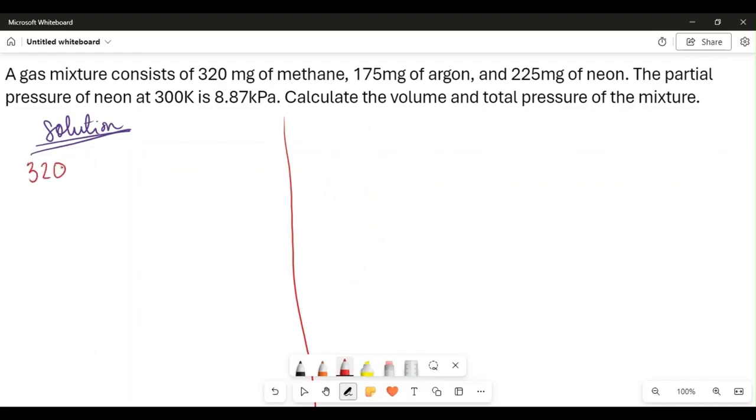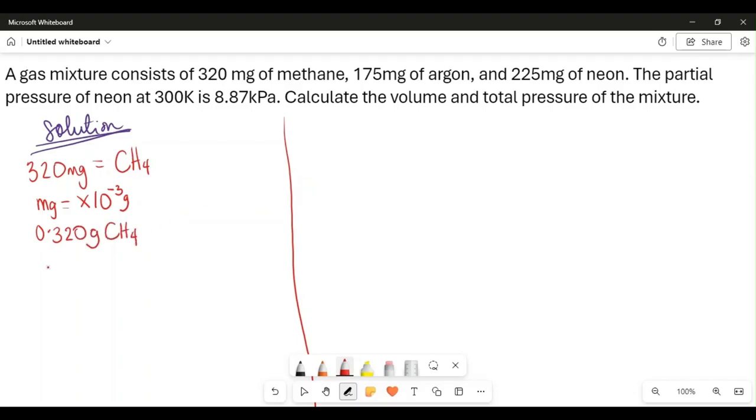So we're told 320 milligrams of methane, which is the same thing as CH4. Because usually we deal with grams in chemistry, we're going to convert this from milligrams to grams. It's important for you to know that milligrams is the same thing as times 10 raised to the power negative 3 grams. So this means we're going to push the decimal point in 320.0 three times to the left in order to convert from milligrams to grams. So this 320 milligrams is the same thing as saying 0.320 grams of CH4.